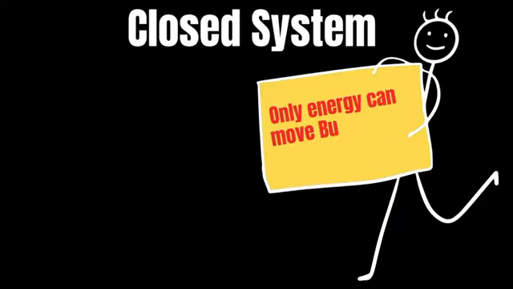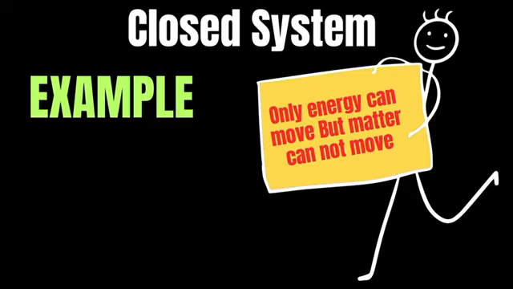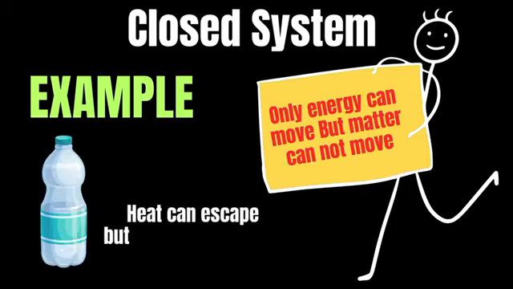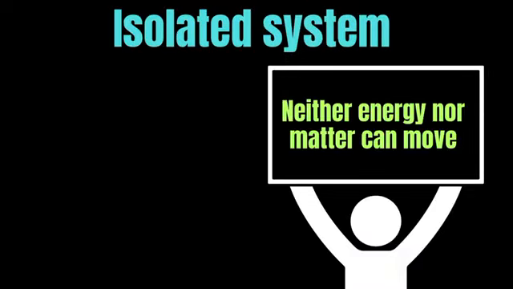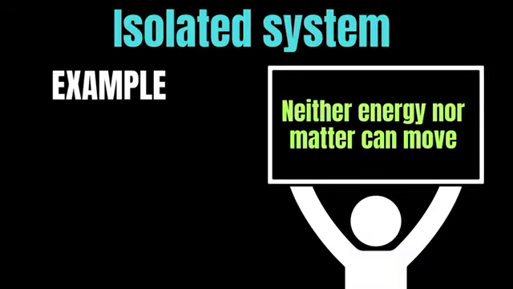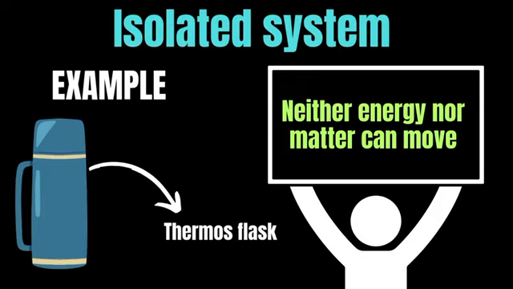But in a closed system, only energy can move in and out, but remember, matter cannot move. To understand it, let's take an example. In a closed bottle of hot water, heat can escape, but water stays inside. Now moving to the isolated system. In this case, neither energy nor matter can move in or out of the system. A very common example is a thermos flask, where heat remains trapped inside and nothing enters or leaves the system.